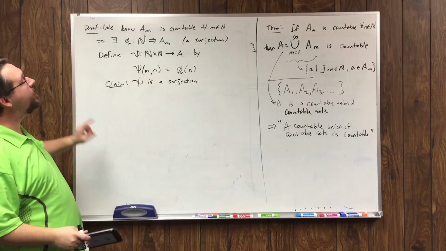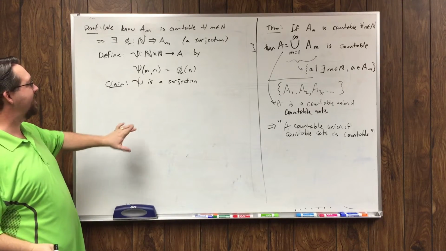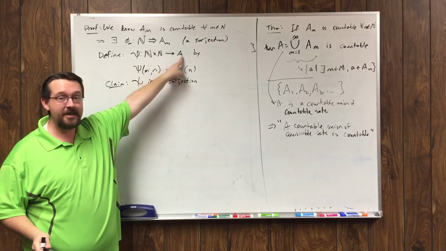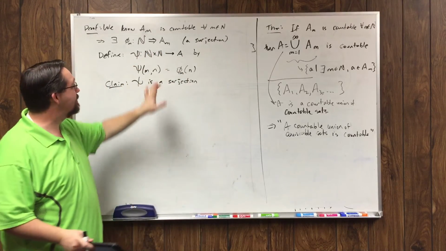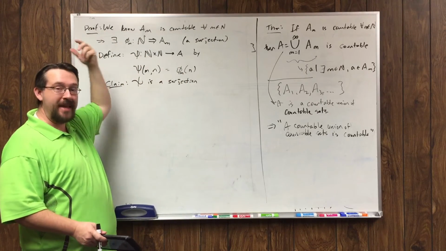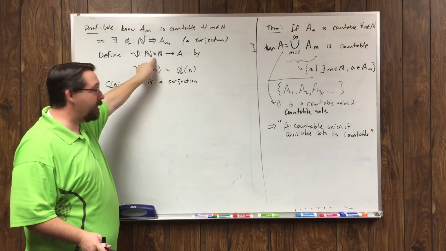Now, why is that going to help me? Well, in just a minute, we're going to use the fact that if this is in fact a surjection, I have a surjection from this onto this. I know that this set is countable. So I know there's another surjection that exists from N onto N cross N.